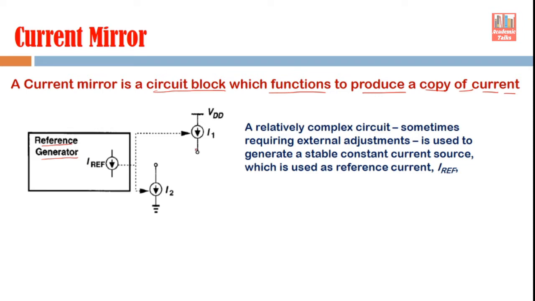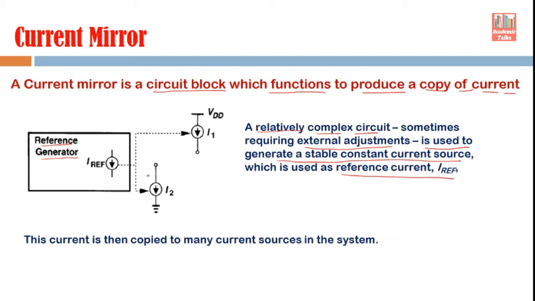So what happens in a current mirror? We start with a relatively complex circuit, which is the circuit that generates this reference current. Sometimes it requires some external adjustments also, and this complex circuit is used to generate a stable constant current source, and that stable constant current source is our reference current. And then we make a copy of this. This current is then copied to many current sources in the system. That is actually the function of a current mirror.